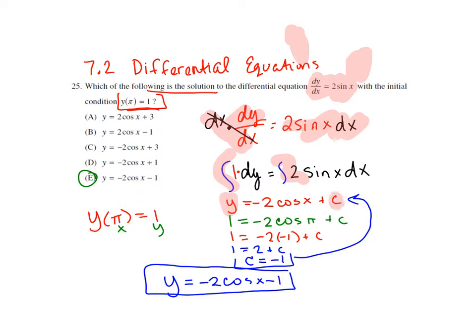I didn't bother writing 2 c's, so this is the combination of the 2 c's. We talked about that in the previous video. And then we want to find out the initial condition, which is stated right here. When you plug in pi, you get 1. So plug in pi and plug in 1 for y, you end up with c equaling -1. And then you just rewrite your equation, which was option E. So that's that one. That one was probably the easiest differential equation I've done in a while. Let's move on.